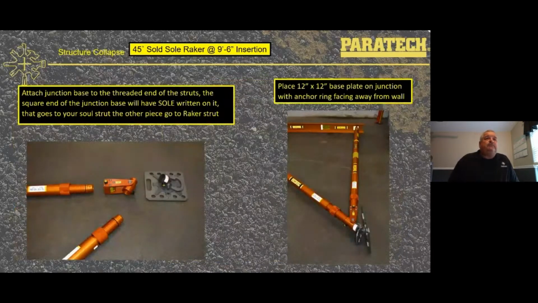Then you're going to attach the junction base to the threaded end of the strut. The square end of the junction base will have the word sole written on it. That goes to your sole strut. The other piece goes to your raker strut. Place the 12 by 12 base plate on the junction with the anchoring facing away from the wall.